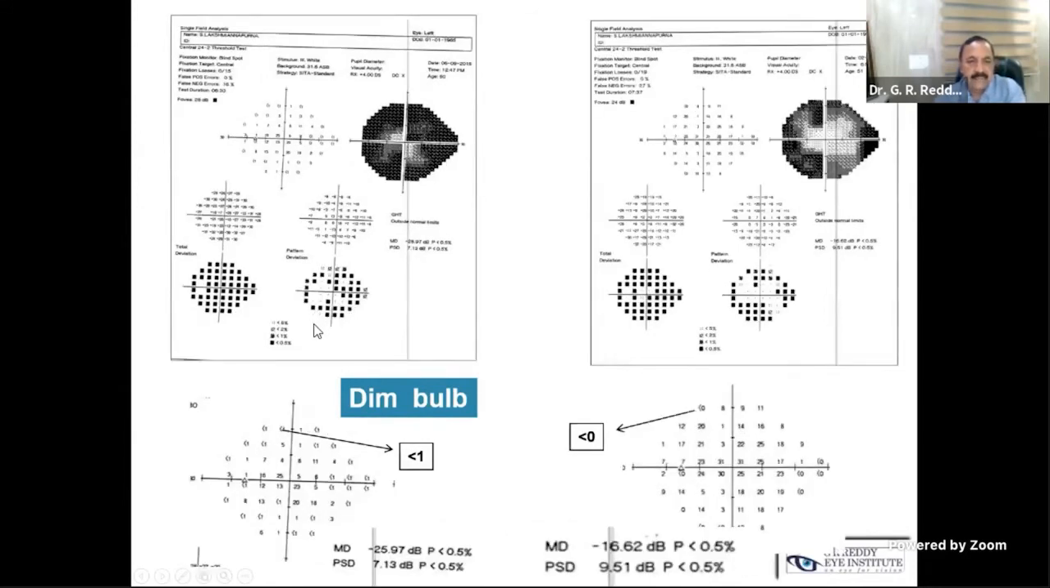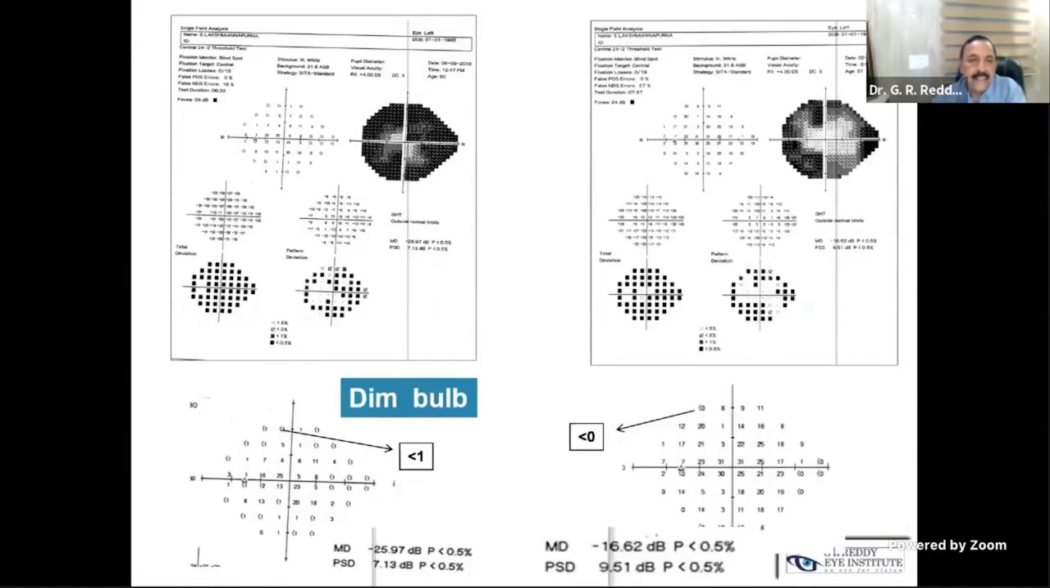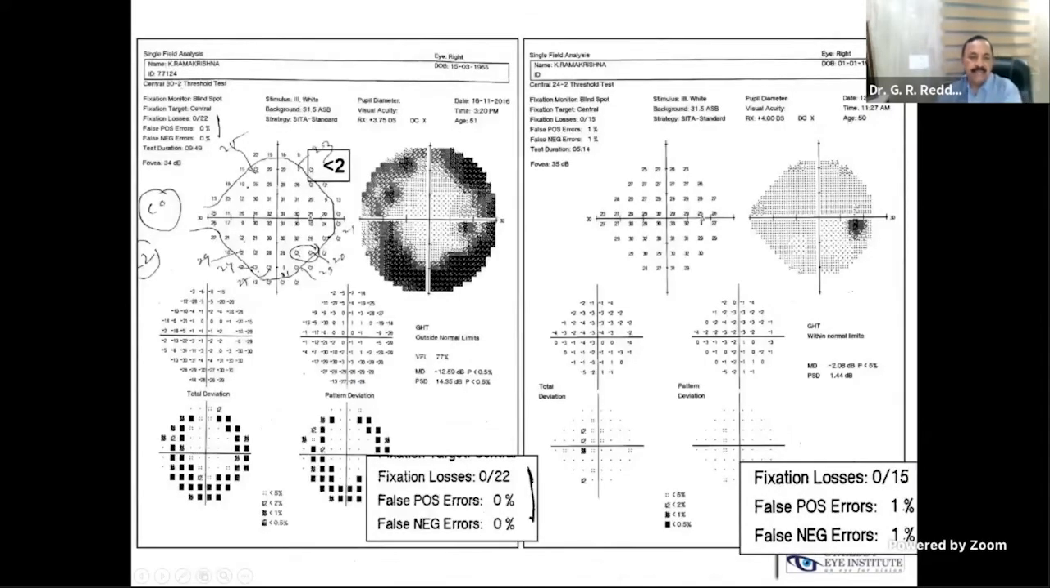You see, this is another example. This is also grossly affected, because if you miss this inferior dim bulb, it appears as if the maximum light intensity of 10,000 ASB is not responding. Here the maximum light was not 10,000 ASB, it was somewhere around 9,500. Here 10,000 ASB is being used. See the difference in mean deviation: here it is minus 16, there it is minus 25. So always see the raw data.